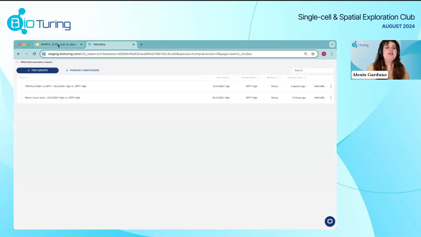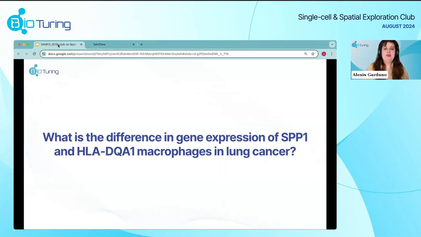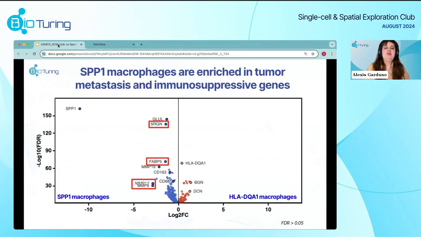Okay, so while this loads, one of the results that we'll be able to capture. We can see here in the volcano plot, once you run the differential pairwise comparison, that the SPP1 high macrophages exhibited specific gene expression signatures that are associated with tumor metastasis and immunosuppression. So these key genes, the FAP4, so the ones that I highlighted here, the SRGN, MMP12, and MMP9. These are implicated in tumor progression and immune invasion.